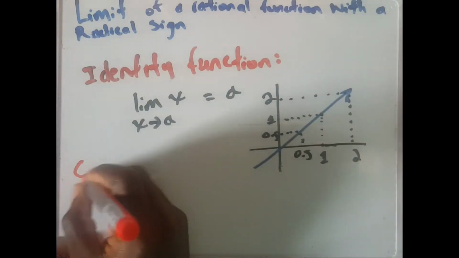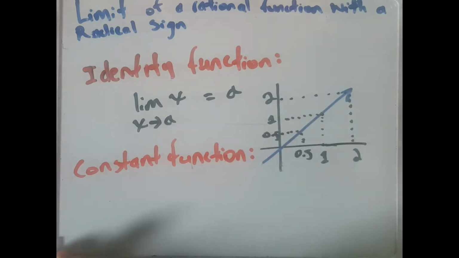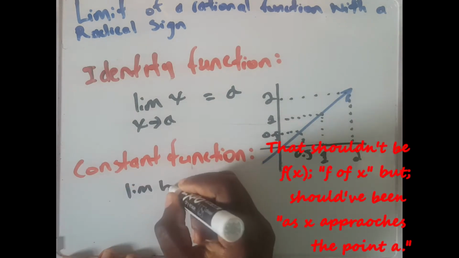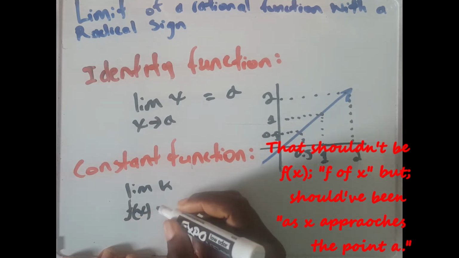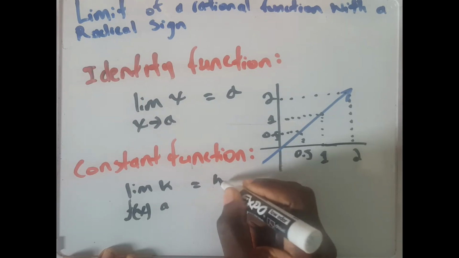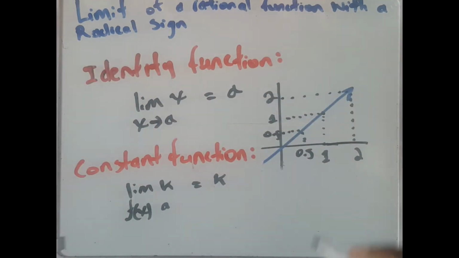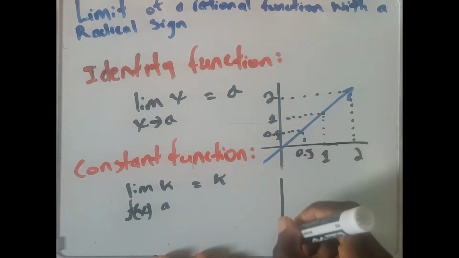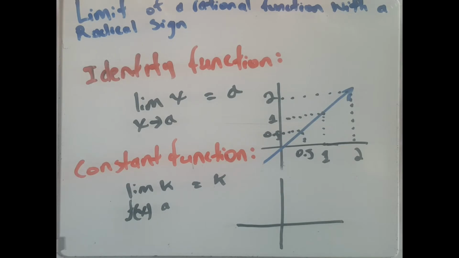Constant function. So the constant function is this: the limit of a constant, k, as x approaches any point a is equal to k. And that is because of this. Look at this function of a constant. Say I have a constant 1.